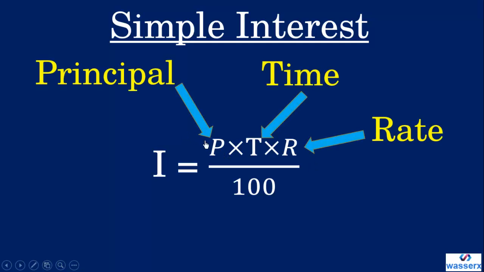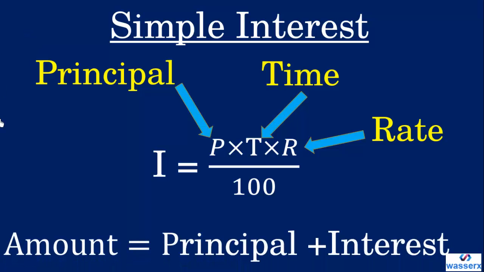P is what we refer to as the principal, and T is the time it takes you to pay back. Then the rate of the interest is R. The amount that you pay at the end of the year is given by the principal plus the interest that has been calculated.